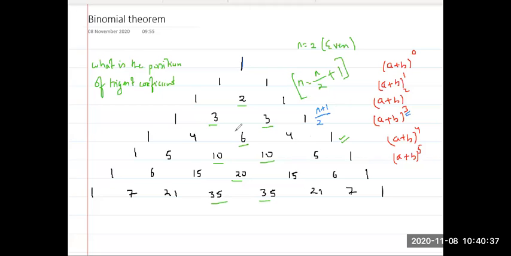So what is n plus 1 by 2? Tell me. What is n plus 1 by 2? Which position? 3 plus 1 by 2, right? Second position, right? But since we have 2 middle terms, it is n plus 1 by 2 plus 1 also. Got it? So it is second and third position. Yes or no? I hope all is understood, right?